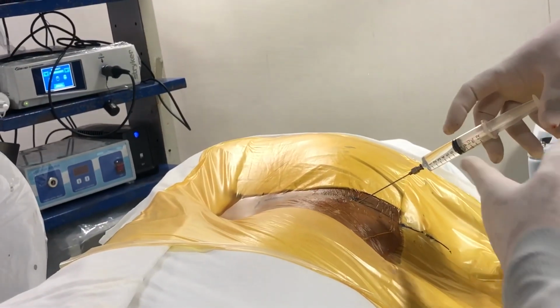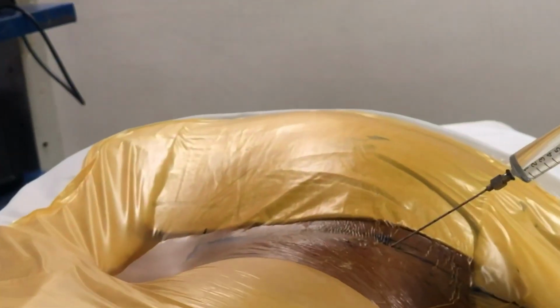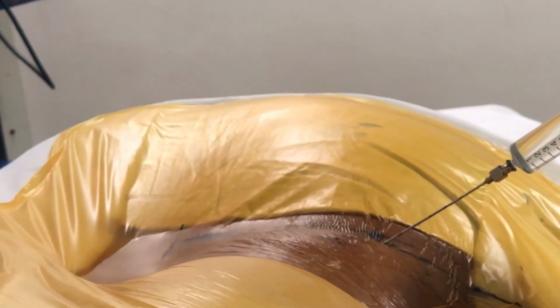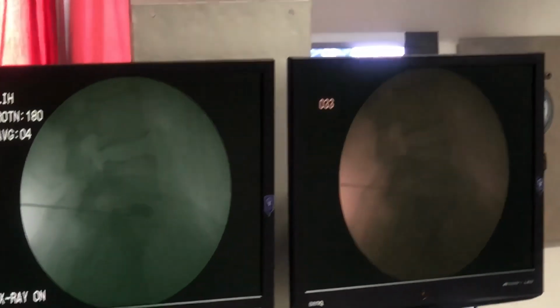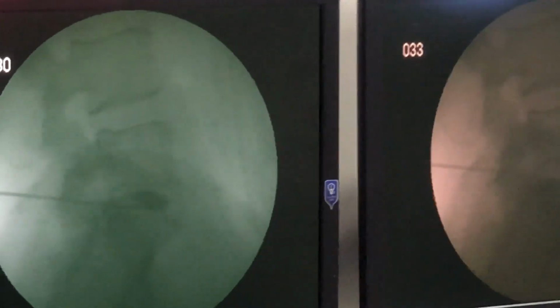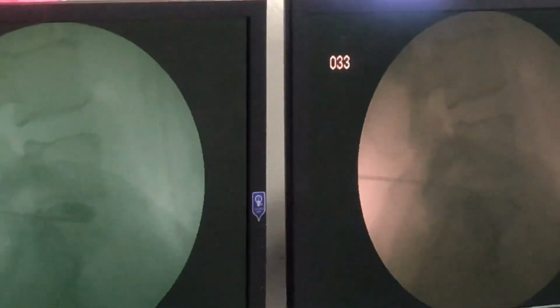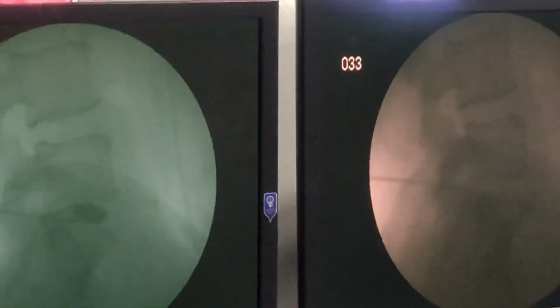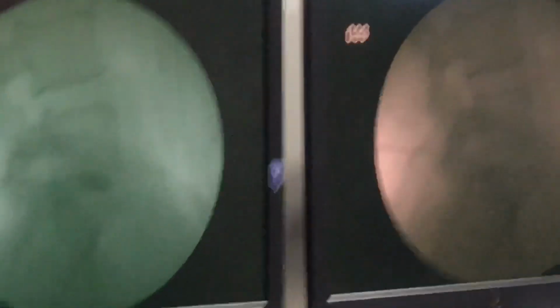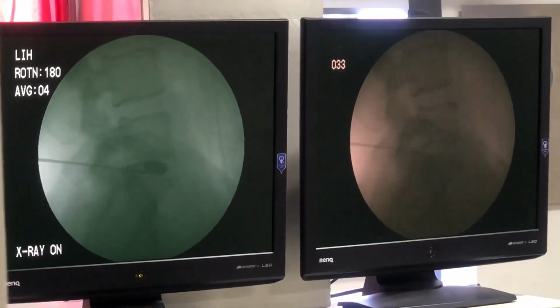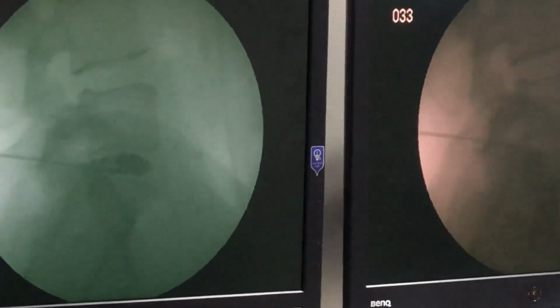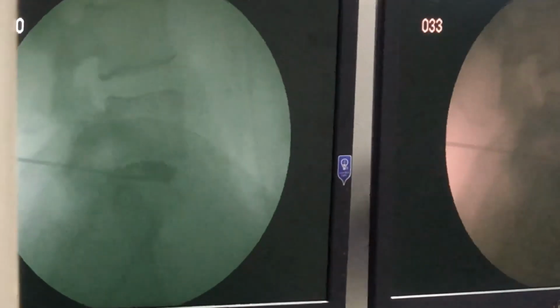Shoot. And I'm going to push in the dye. As you can see over here, with very gentle pressure, hardly any strength being needed, I'm able to push the dye. And you can see the dye posteriorly. You can see the spread of the dye in the disc, and you can see that it is falling in the canal. It is coming down almost along the S1, S2 roots. This is a classical annular tear, annular rent with the dye pouring posteriorly.